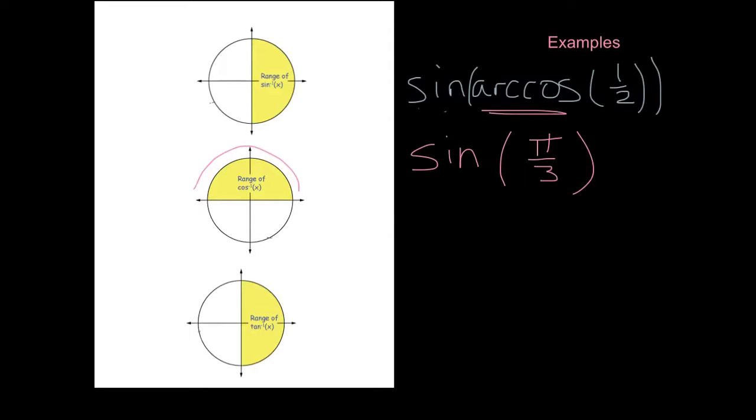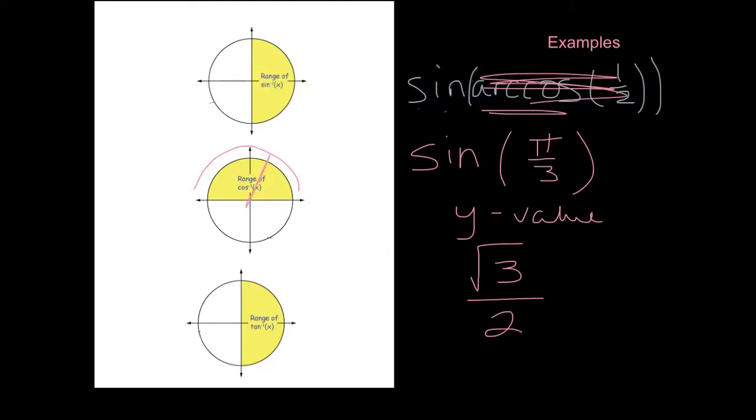So I did the inside part, cross that off, I already took care of it. Now I'm going to find the sine of pi over 3. Still looking at my unit circle, I'm right here. I'm going to look at the y value, and I see that the y value there is root 3 over 2. So that's my final answer.